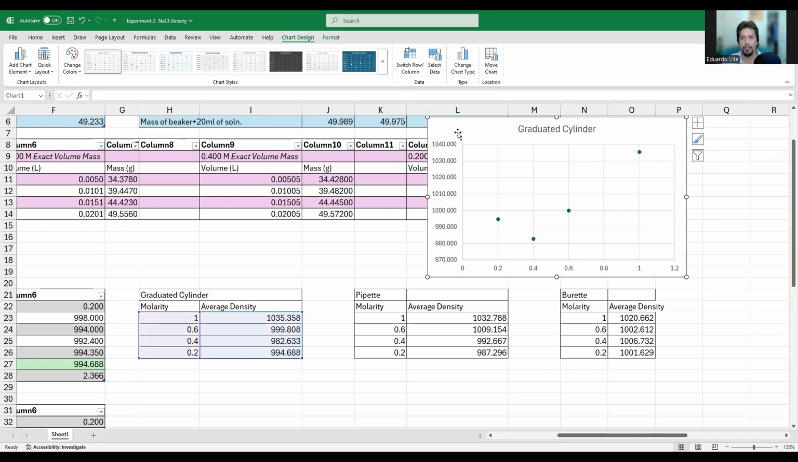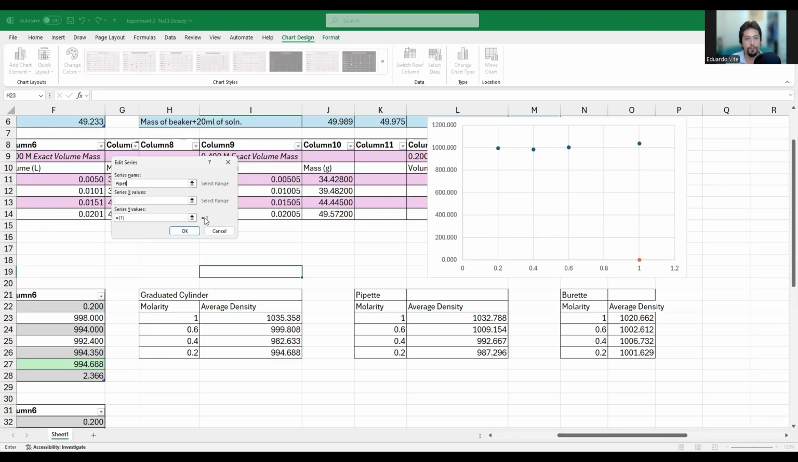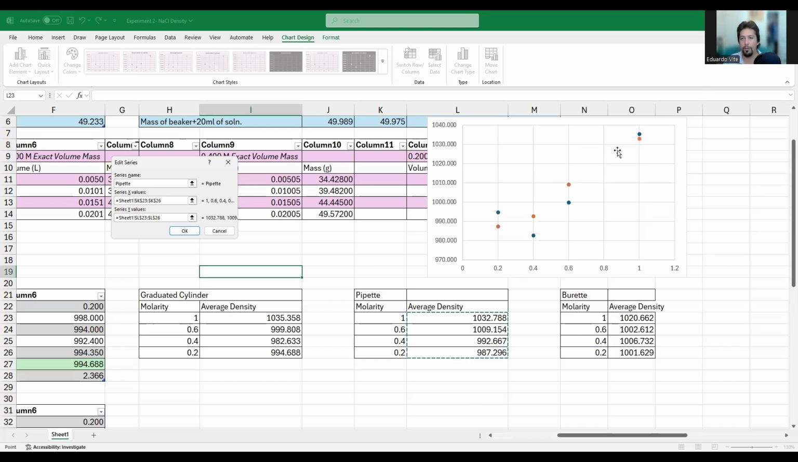So once again, we're going to click on the graph. We're going to click select data. You see we have the series right there. We're going to make a new series. We're going to call it pipette. X values, again, your X values is your molarity. Y values, remove the bracket, insert that, and you see it automatically populates right there. And then you click OK.